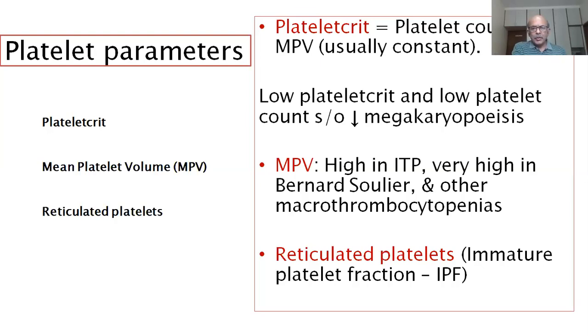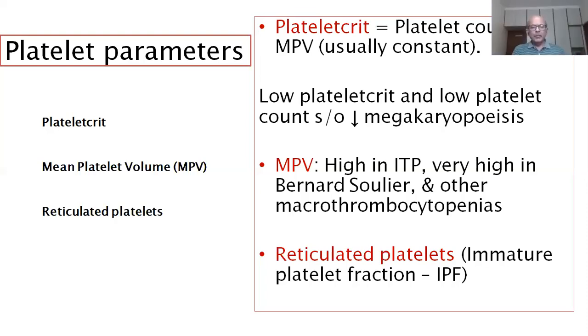Then you have mean platelet volume. If you have a small platelet size, you suspect Wiskott-Aldrich syndrome. If you have a large platelet size, you suspect ITP. But in certain settings, especially if it is very large, you suspect Bernard-Soulier and some of the inherited macrothrombocytopenias.